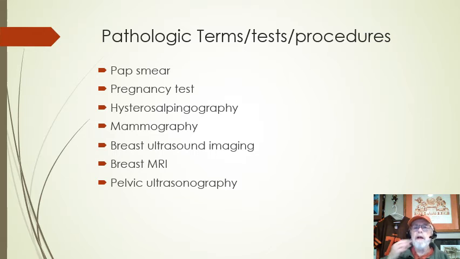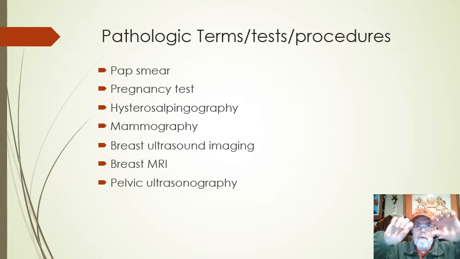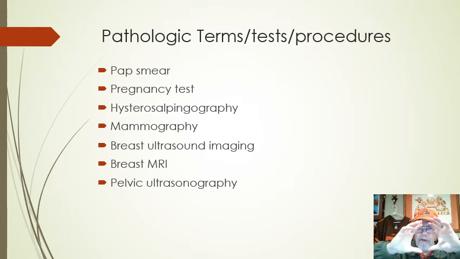A couple of pathological terms: a Pap smear. A Pap smear, we know, we talked about, is to look for cervical cancer, okay? And it should be done every year or every other year on females, starting with the reproductive years on down. Pregnancy test, we talked about before, and that's a situation where we look for human chorionic gonadotropin in the urine or in the blood. Hysterosalpingography. What happens is they take a tube, stick it up into the uterus, and pass dye to fill the uterine cavity, and then also pass it out through the fallopian tubes to see how the fallopian tubes fill, to see if they're open. And that's called hysterosalpingography. I'll show you a picture of that.